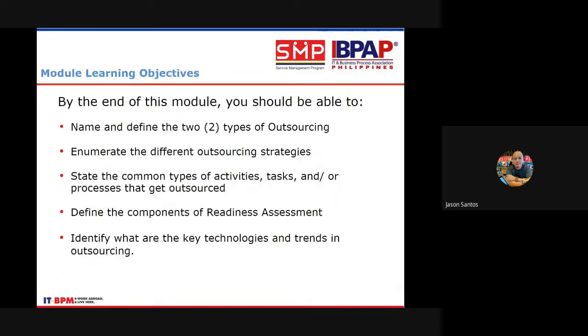So by the end of the entire module, you should be able to do the following. So I have mentioned the two, and then the others will be covered in the next discussions. So state the common types of activities, tasks, and or process that gets outsourced, define the components of readiness assessment, and then identify what are the key technologies and trends in outsourcing.